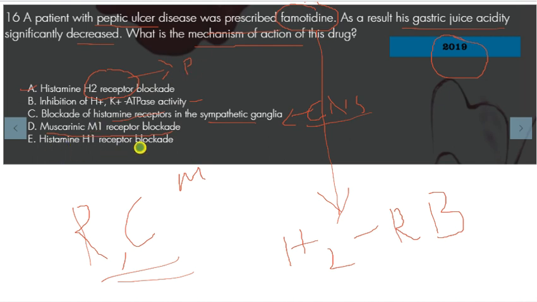Histamine H1 receptor blockade, we already said that. Where is the H1 receptor located? Smooth muscle, blood vessels, central nervous system. So some examples of H1 receptor blocker drugs: first generation chlorpheniramine, second generation weak sedative cetirizine, and non-sedative loratadine.